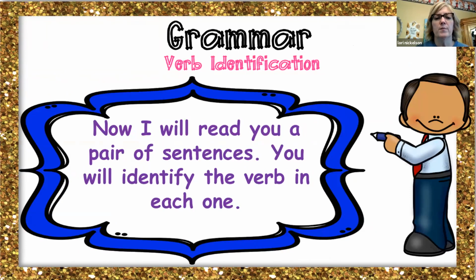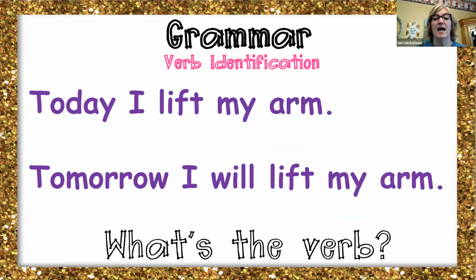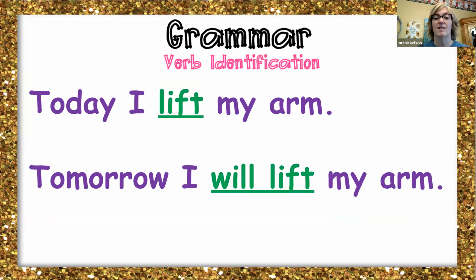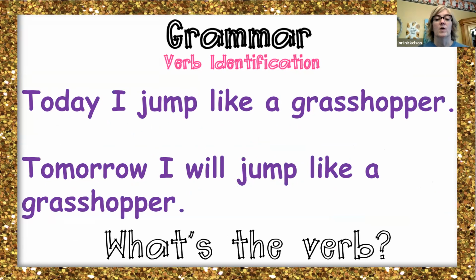Now, I will read you a pair of sentences and you're going to identify the verb in each one. Today I lift my arm. What's the verb? Lift. Tomorrow I will lift my arm. What's the verb? Will lift. Awesome. Today I jump like a grasshopper. Jump. Tomorrow I will jump like a grasshopper. Will jump.